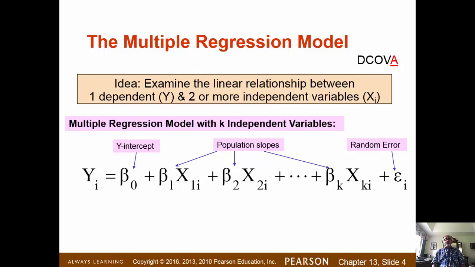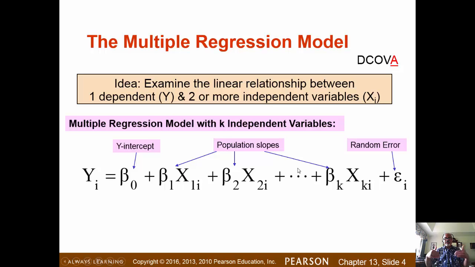So first, let's start with the multiple regression model itself. Here you see that there is a very striking resemblance between the model that we saw in chapter 12 and this one. Here we have the dependent variable, and then we have the y-intercept like before. Now earlier we had only one beta sub 1 coefficient. Now we have beta sub 1 through beta sub k. We have k different x variables, k different independent variables, and then we have the random error term epsilon.